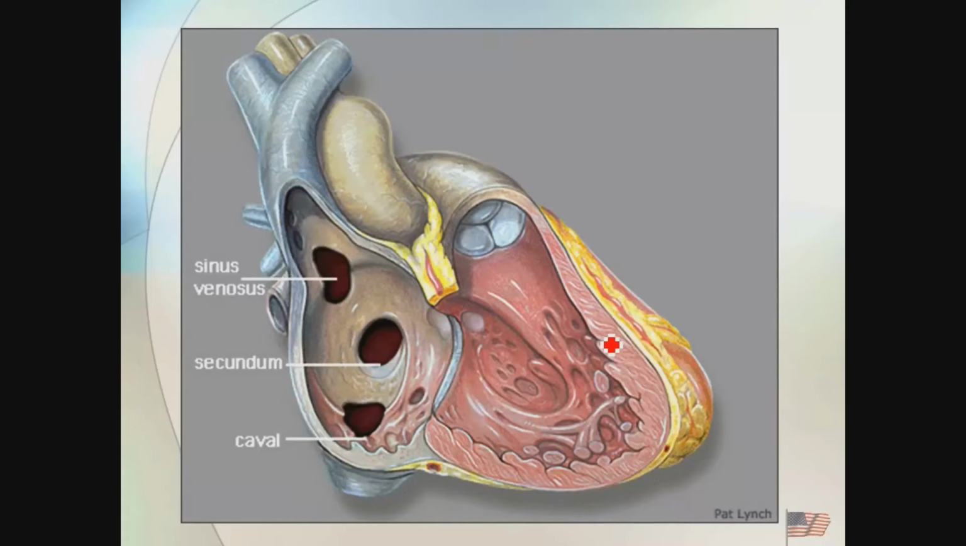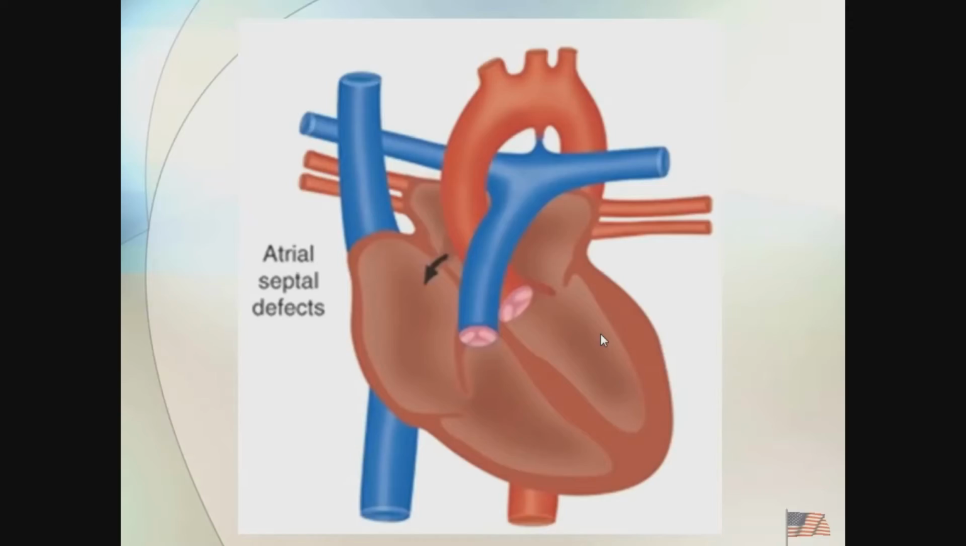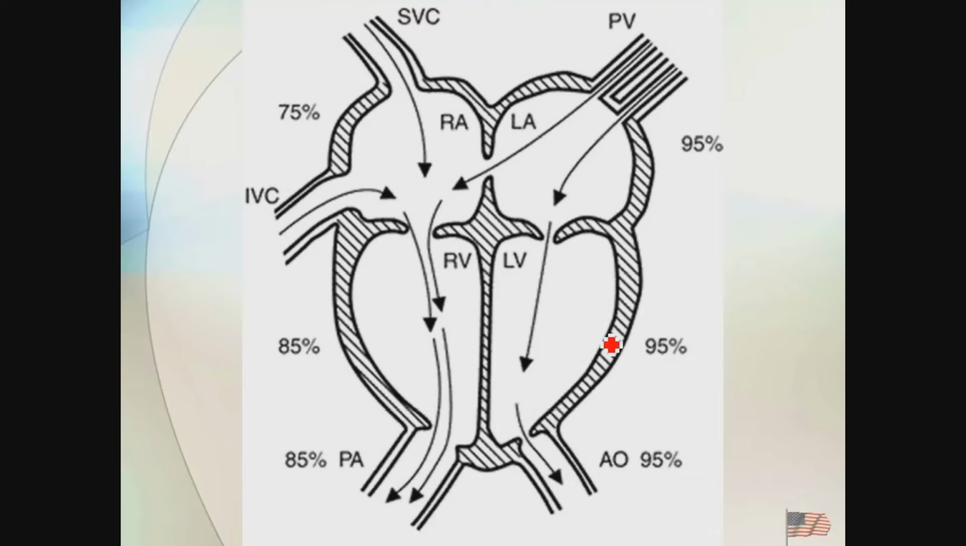And this is just showing the sinus venosus, ostium secundum, and coronary sinus, which are the different spots where the defect can occur. The middle one is the most common one we encounter. I don't really care that you know the fancy names for them. So there I have my left atrial pressure higher than my right.